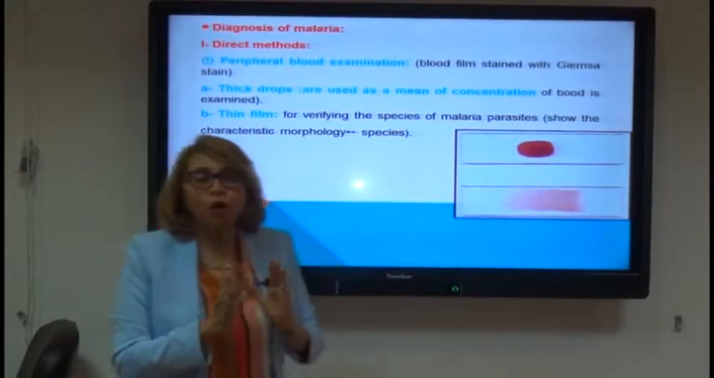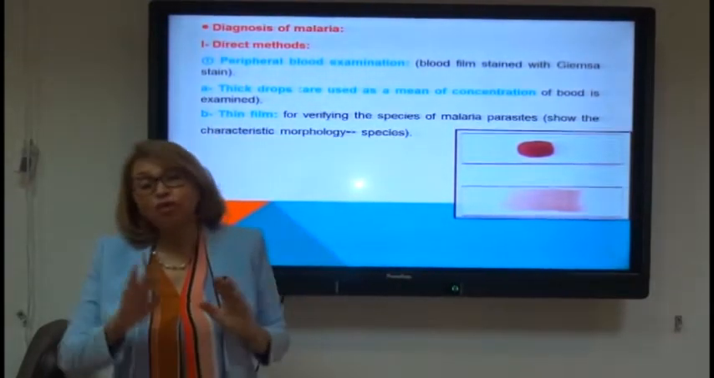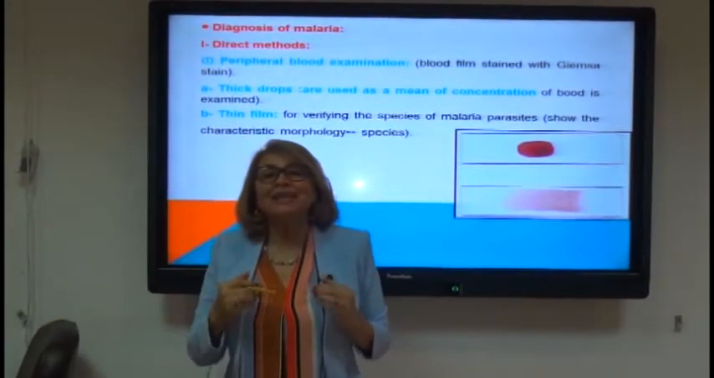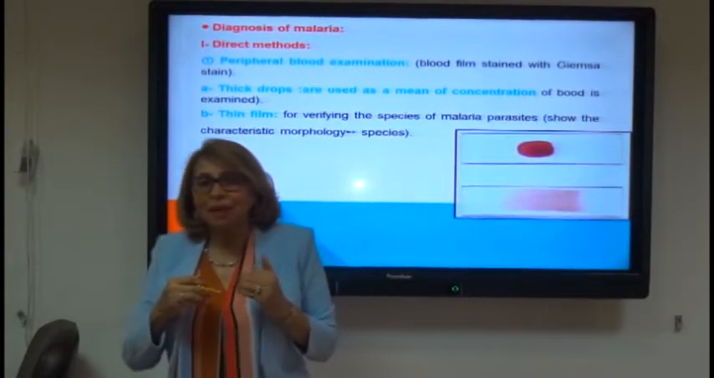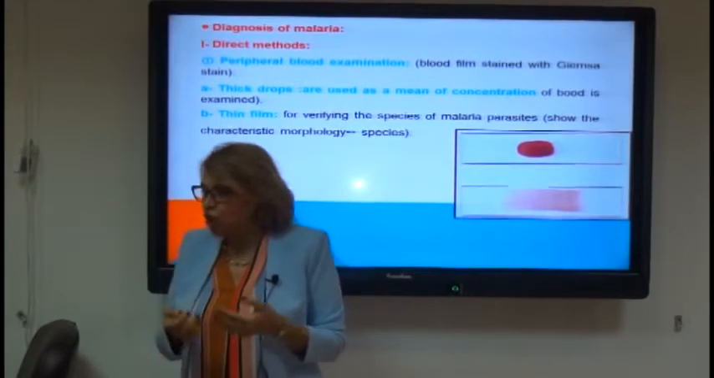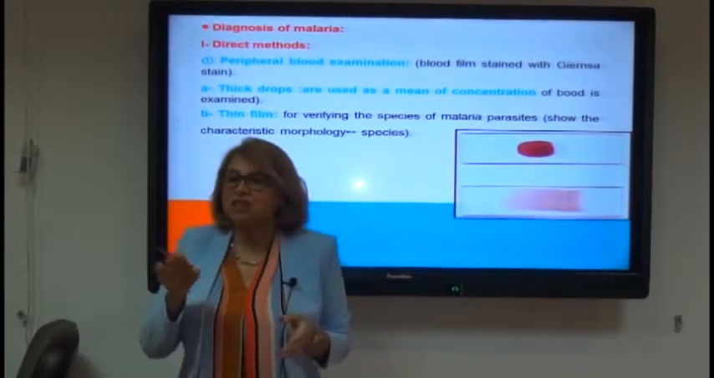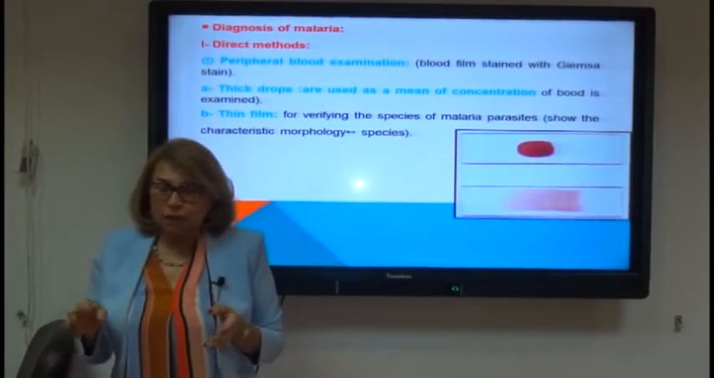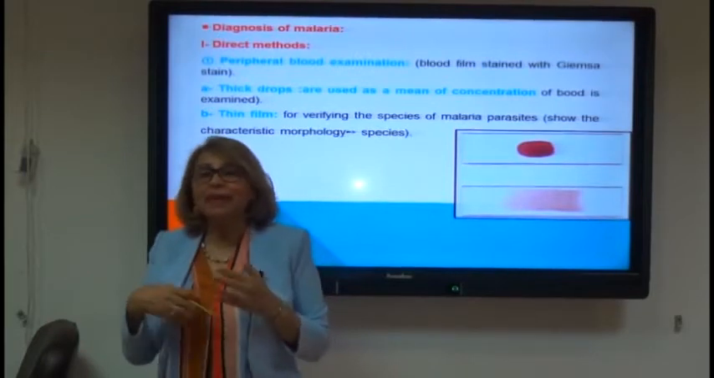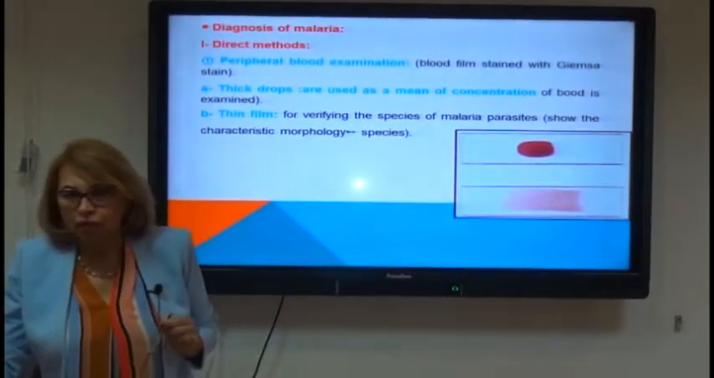By the thick drop, I can tell that this patient has malaria. But for the treatment, I have to know the species, so I have to do the thin blood film to identify the species by the morphology of the parasite. So I can tell that falciparum has a special drug, special treatment. For vivax and ovale, another treatment, and so on. So this is the direct method, the first thing.